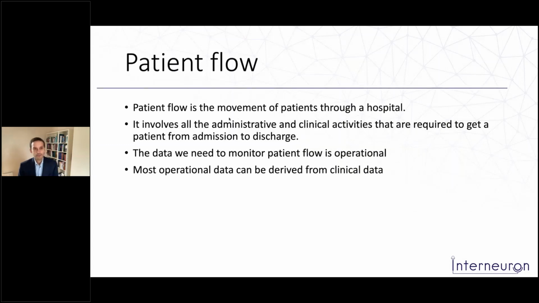Just first to quickly do some definitions. Patient flow, as I'll define it, is the movement of a patient through a hospital. It's important to recognize that's all of the activities that happen to a patient, both administrative and clinical, from admission to discharge. And indeed, we heard about some pre-admission activities as well. But I'm going to focus on just admission to discharge for this part of the presentation. The data we're after is largely operational, so we're looking at operational data to help us measure patient flow through the different pathways that run through the hospital.